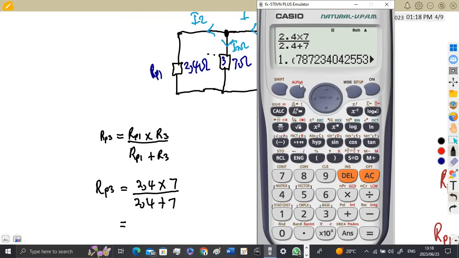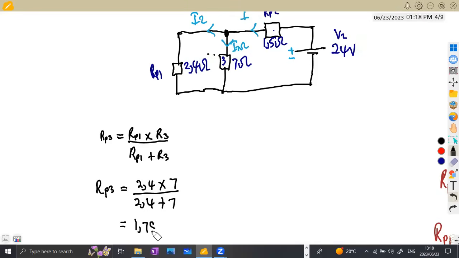So this is going to give us 1,787 to 3 decimal places. So that's 1,787. So we've got 1,787 ohms, which is the resistance of the parallel combination, this one.